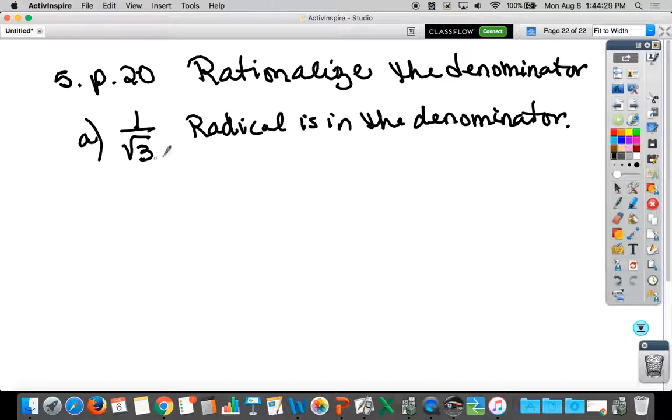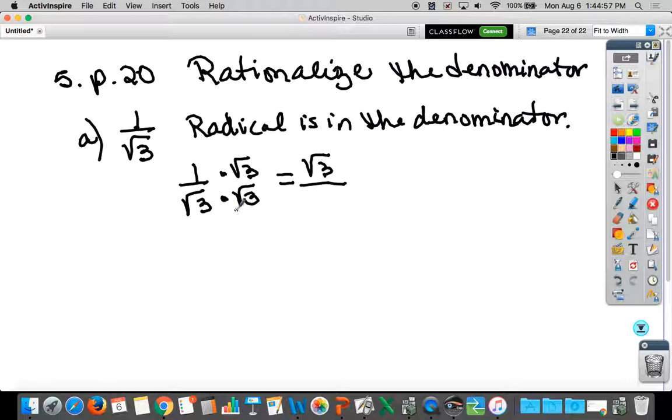So in order to rationalize, you take the denominator, the whole denominator, and you multiply it top and bottom. Okay? Because I have to multiply it by something that doesn't change it. So square root of 3 over square root of 3 is 1, so that really will not change anything. So 1 times square root of 3, square root of 3.